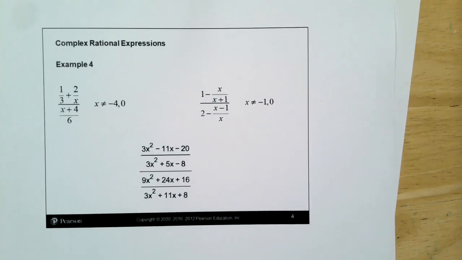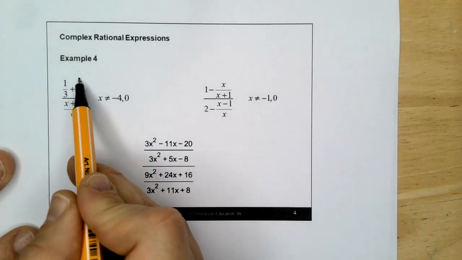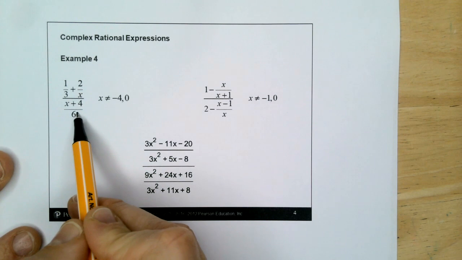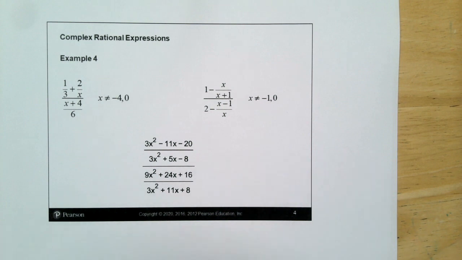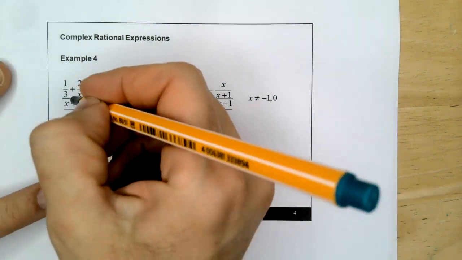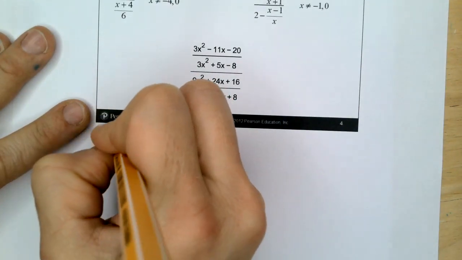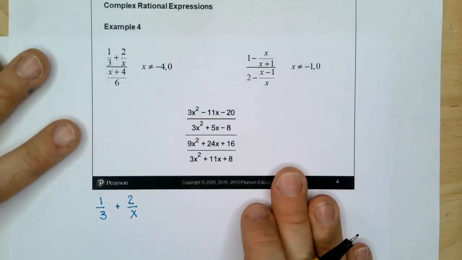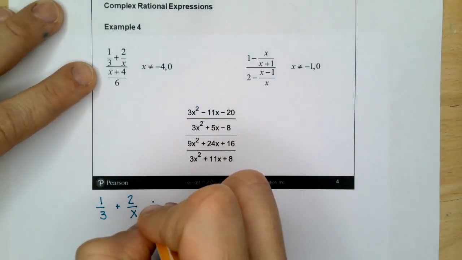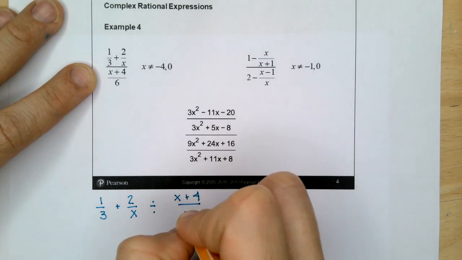Finally, complex rational expressions, where you're taking fractions and you're dividing them by fractions, okay? This is an intimidating way to look at them, but another way to look at them is to think of them as 1/3 plus 2 over x for this first one, being divided by x plus 4 over 6.